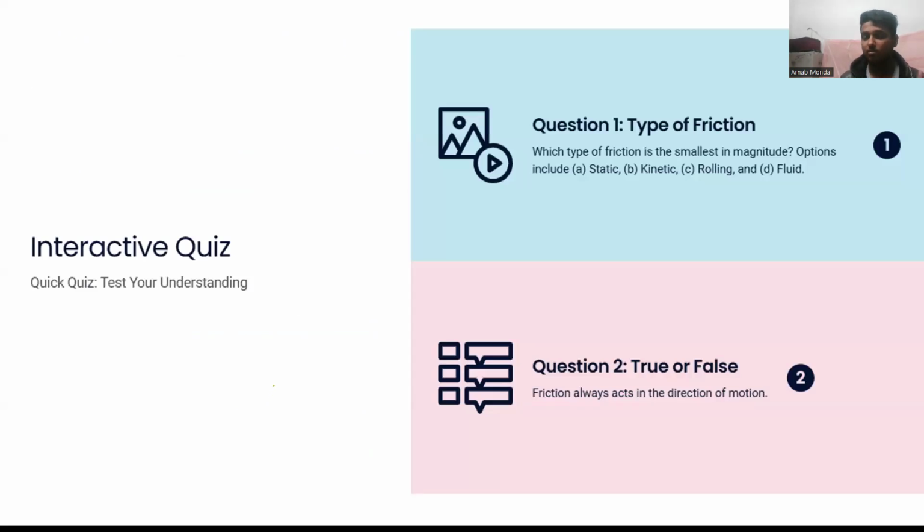Now, two questions we should solve. Which type of friction is the smallest in magnitude: static friction, kinetic friction, or fluid friction? The next question is: friction always acts in the direction of motion. Is it true or false? Check it. Please do it at home. This is homework.